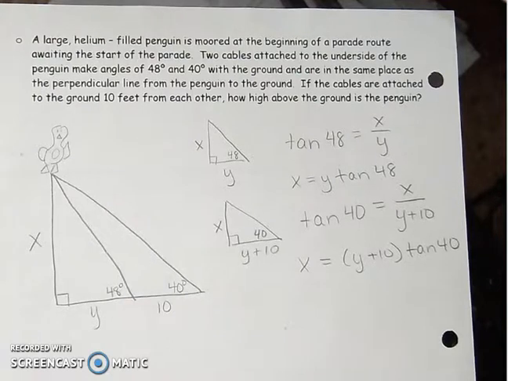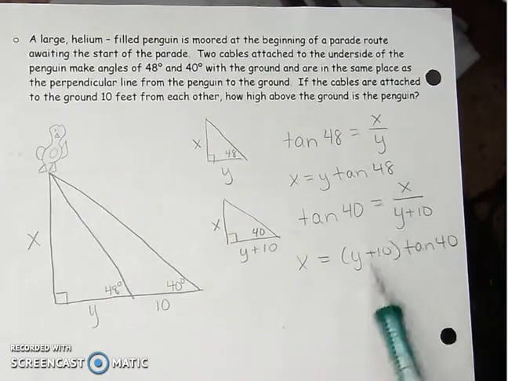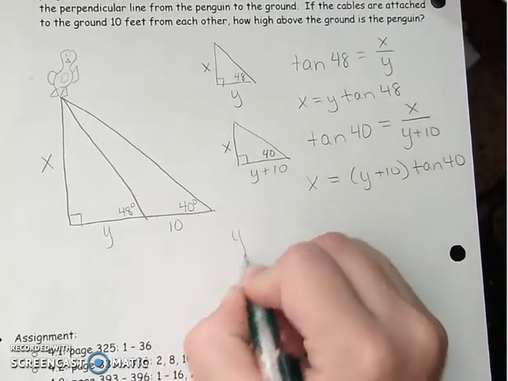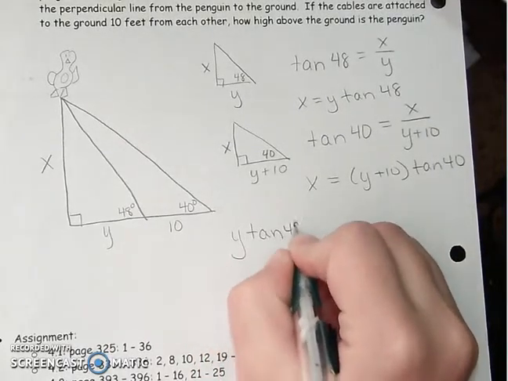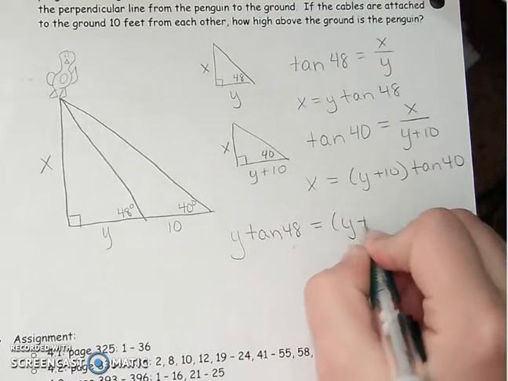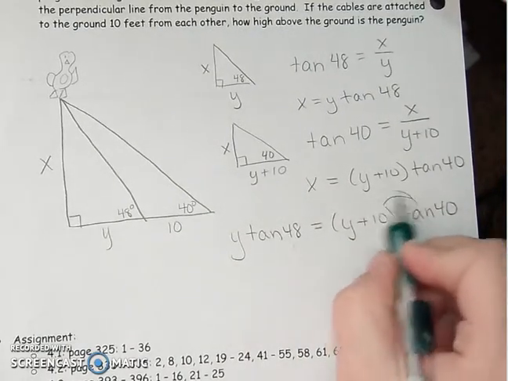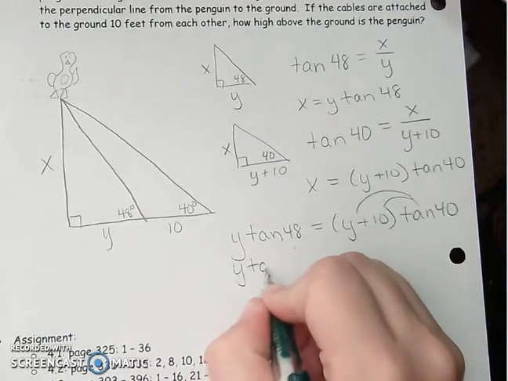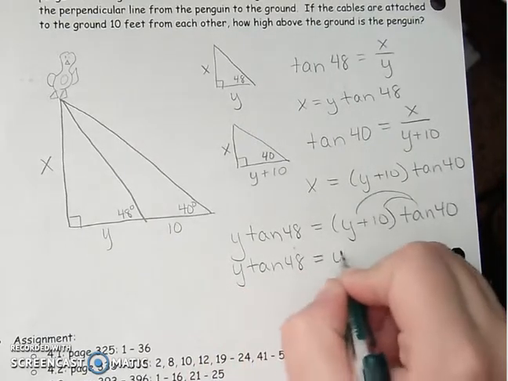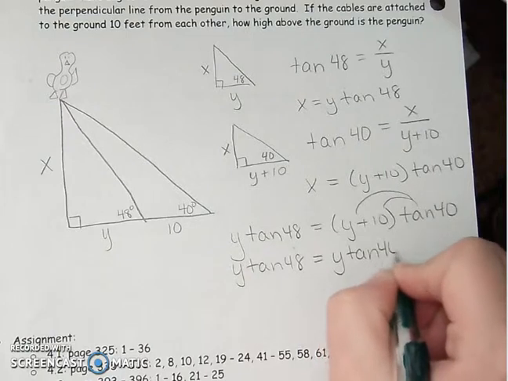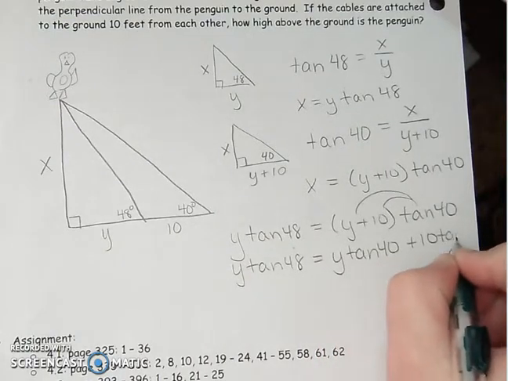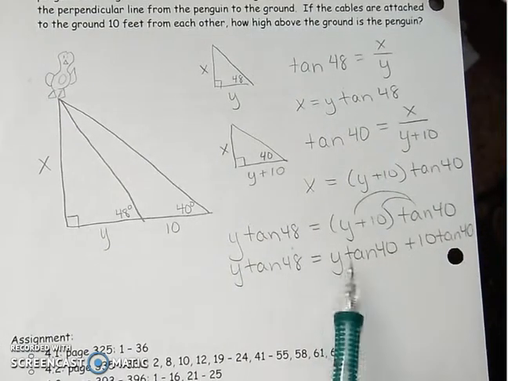So now I have my two equations both equal to x, so I can set them equal to each other. Y tangent of 48 equals (y plus 10) times the tangent of 40. We should distribute and get rid of the parentheses. Then I notice I have a y in two of them.